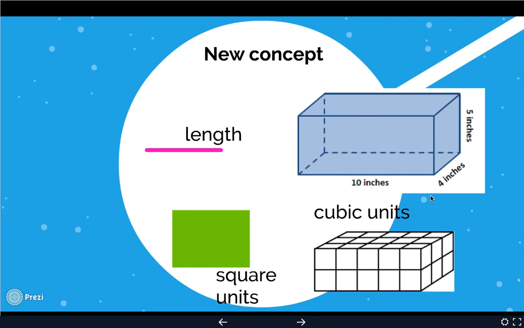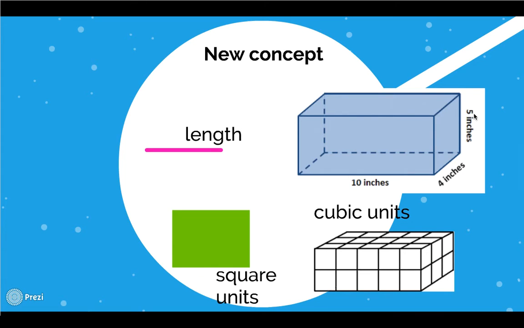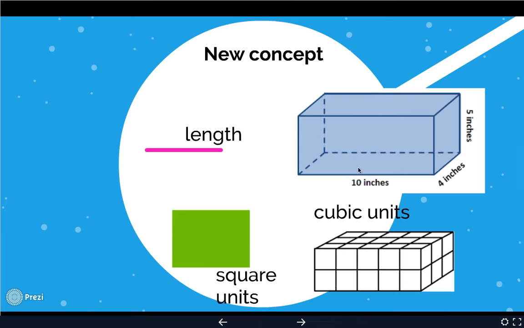The same thing goes for this rectangular solid. Even though we can't see the little cubes, we do know the length is 10 inches, the width is 4 inches, and the height is 5 inches. So I can multiply the length times the width times the height, which is 10 times 4, which is 40, times 5, which is 200. Your answer is going to be in cubic units, like little cubes, that's what you're measuring by. So if we have 200 cubic units, that's how you find the volume.